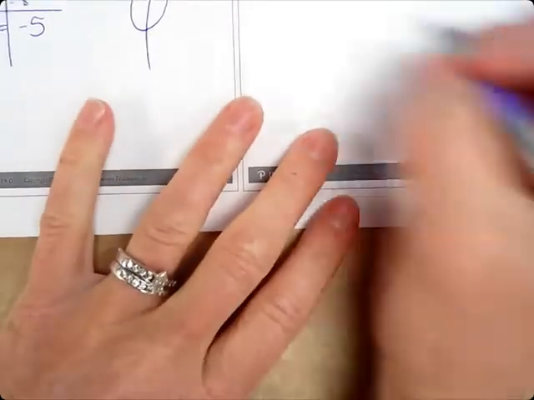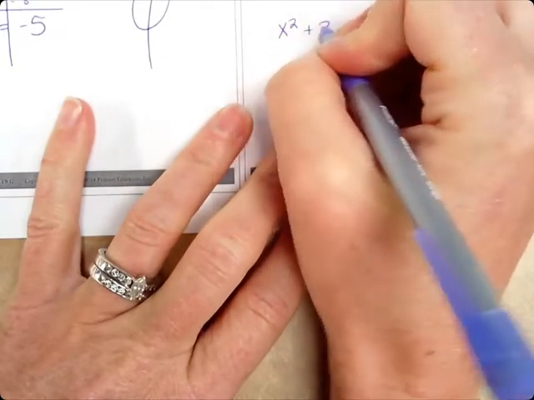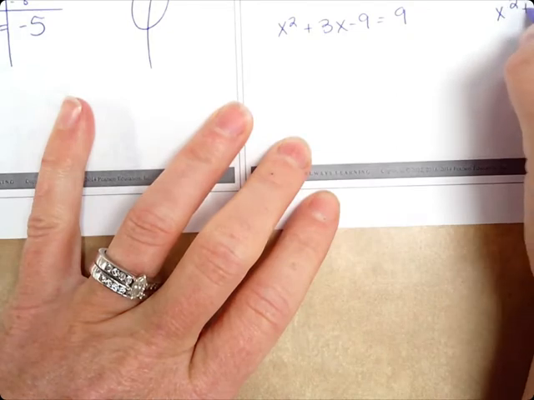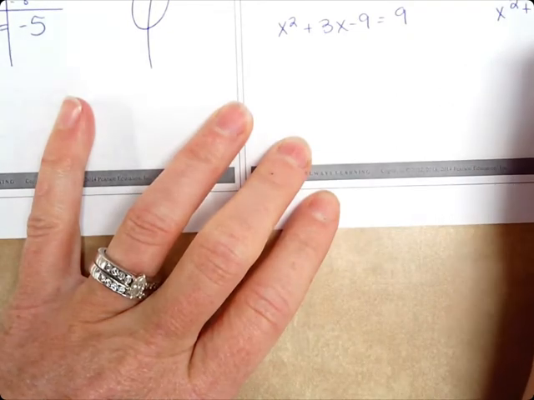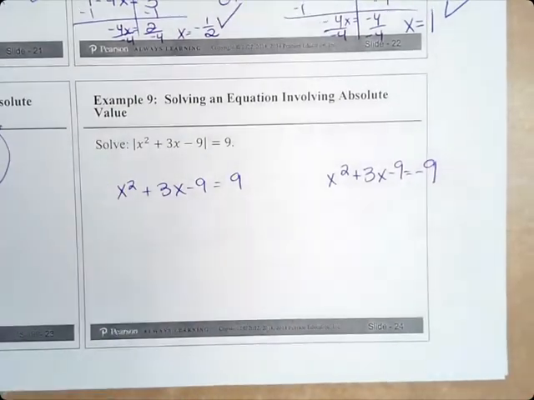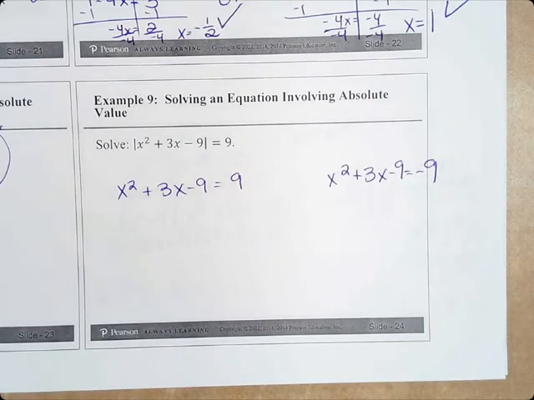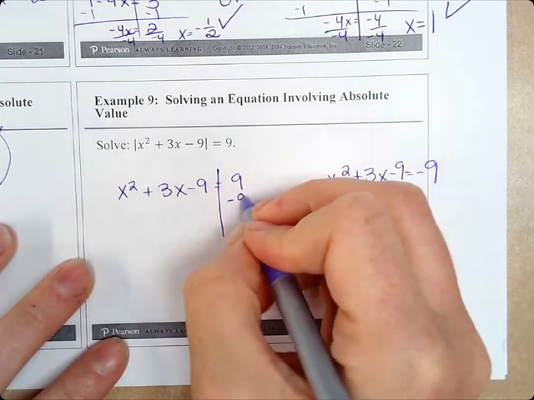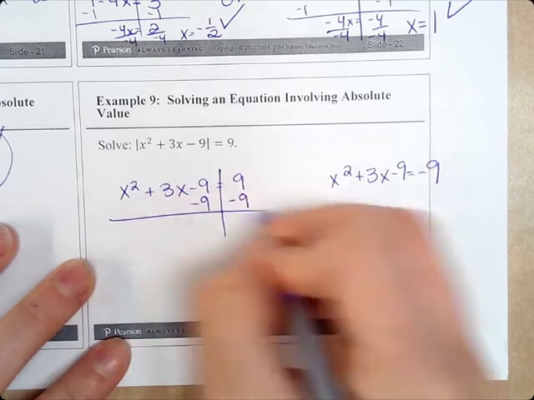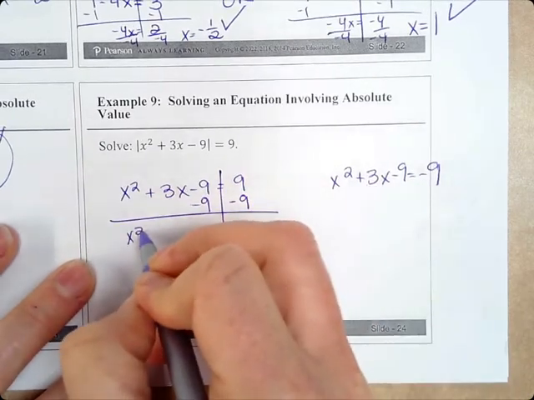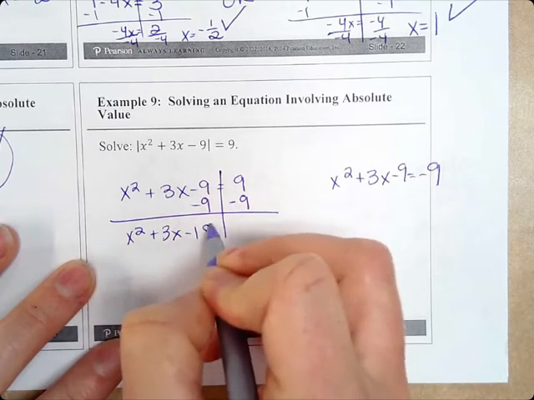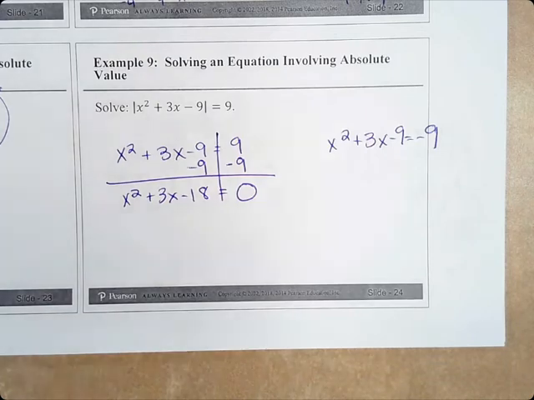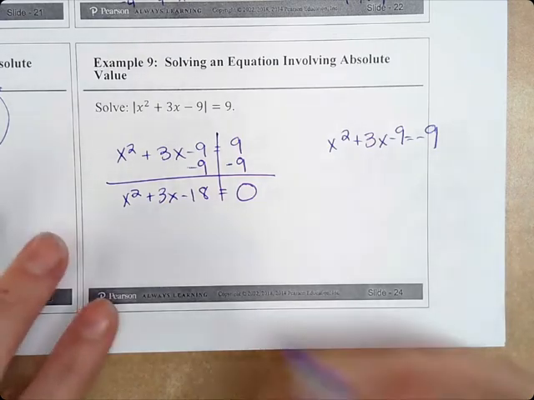All right, let's look at the last one. So x² plus 3x minus 9 equals 9, or x² plus 3x minus 9 equals negative 9. So then we would solve it. We really need to get that 0 over there. So x² plus 3x minus 18 equals 0. Then we can factor this.